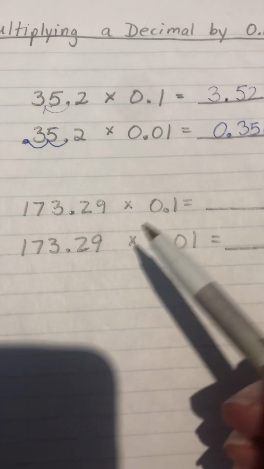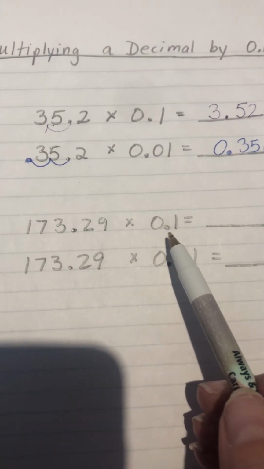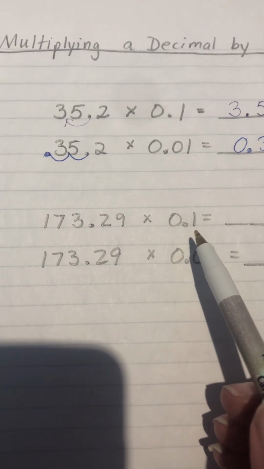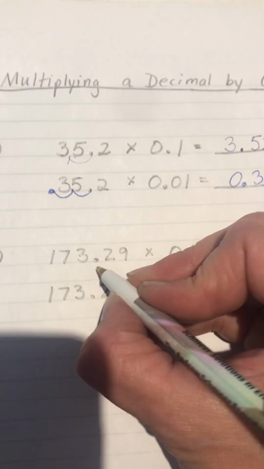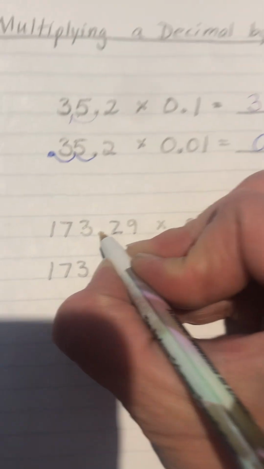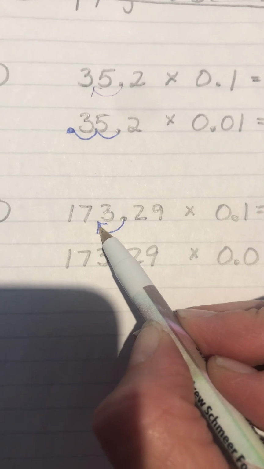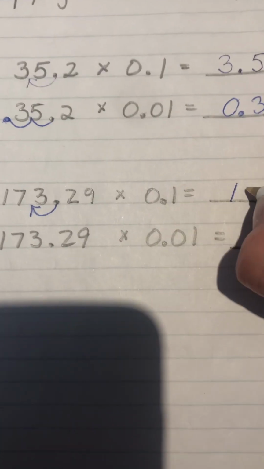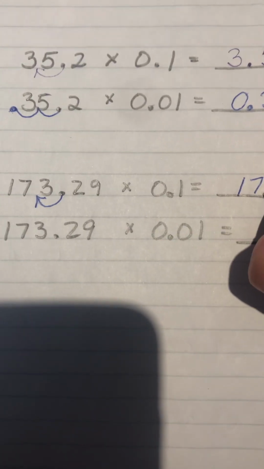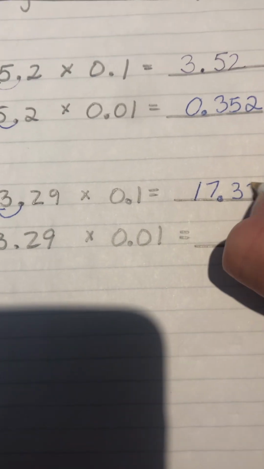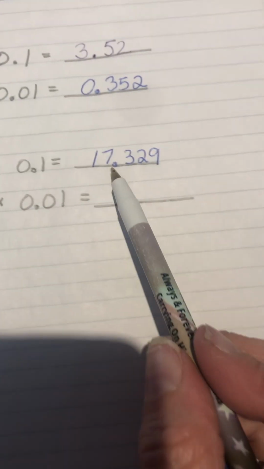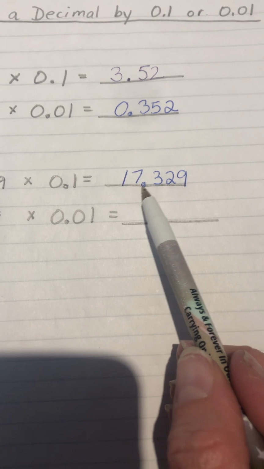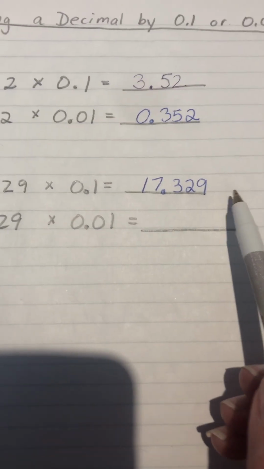173 and 29 hundredths times 1/10. Again, because it is times 1/10, we're only going to move the decimal point one place to the left. So find the decimal point, put your pencil on it. Let's go ahead and move it 1 to the left. And you can now see that the new placement is going to be between the 7 and the 3. So when we write it on our answer line, we're going to write the same numbers, 1, 7, but now we're going to add the decimal point here, 3, 2, 9. And we would read this as 17 and 329 thousandths.